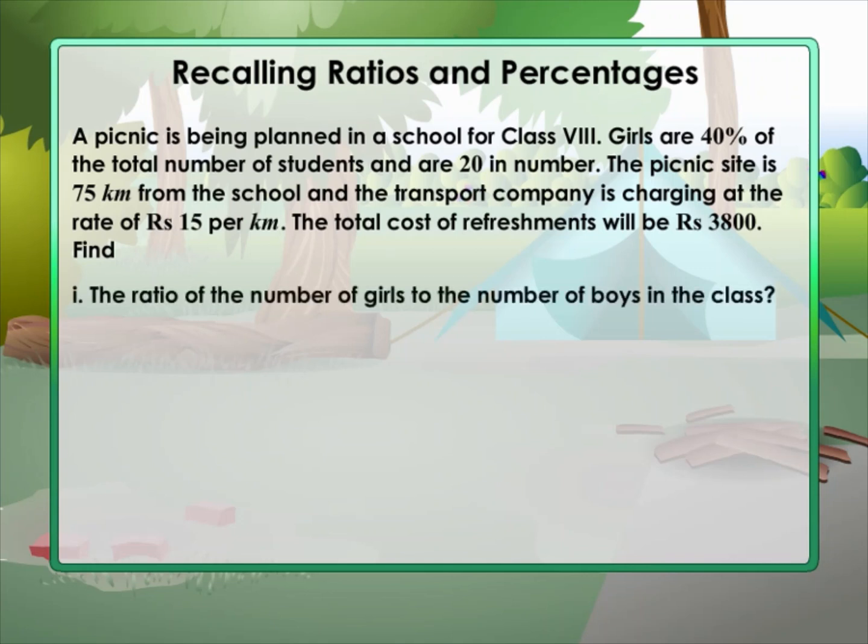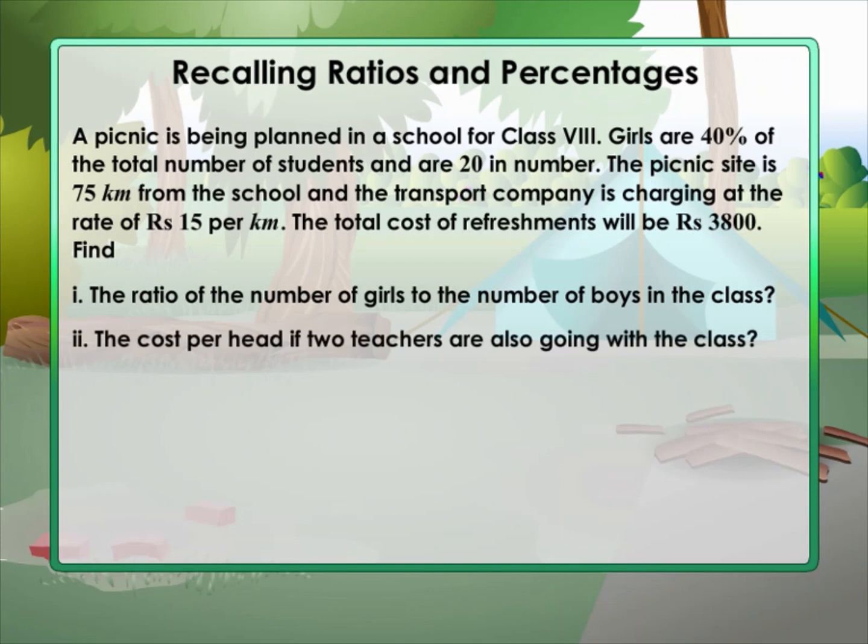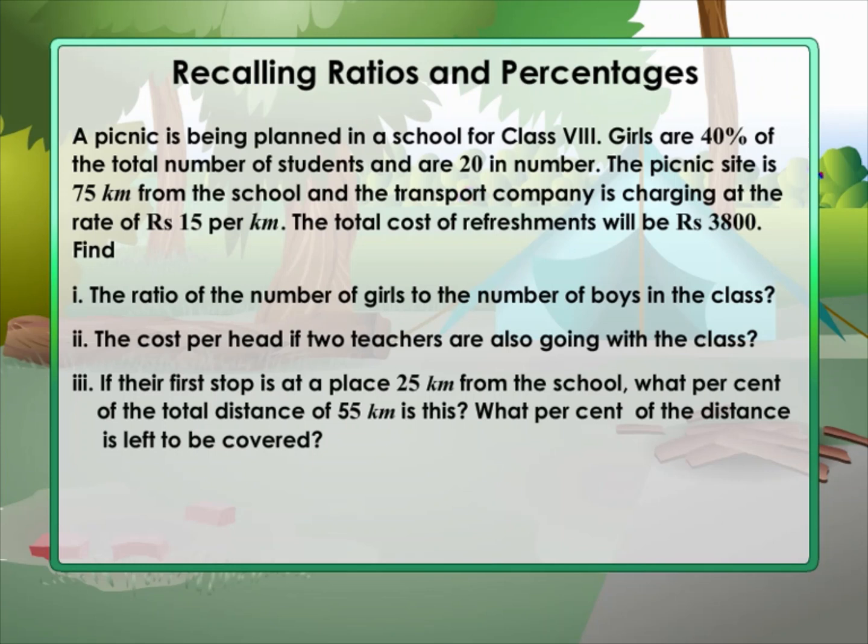Find the ratio of the number of girls to the number of boys in the class. The cost per head if 2 teachers are also going with the class. If their first stop is at a place 25 kilometers from the school, what percent of the total distance of 75 kilometers is this? What percent of the distance is left to be covered?